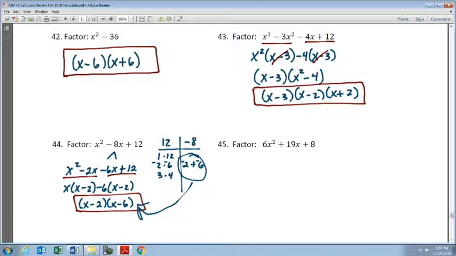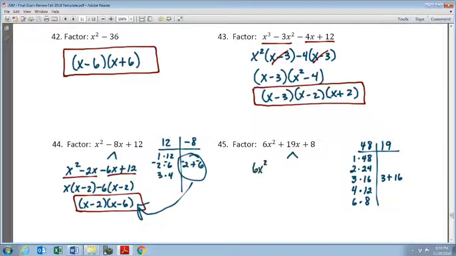Let's go ahead and look at number 45. Again, you ought to be thinking AC method because you have the 3 terms there. There's no greatest common factor here. So notice AC is 48, 6 times 8, and B is 19. So we need to find 2 numbers that multiply to 48 and add up to 19. Here's all my possible factors of 48. And notice 3 and 16 are the ones that are going to work here. So again, no shortcuts here. We're going to have to split our b term into 3x and 16x. And let's bring down the 8.